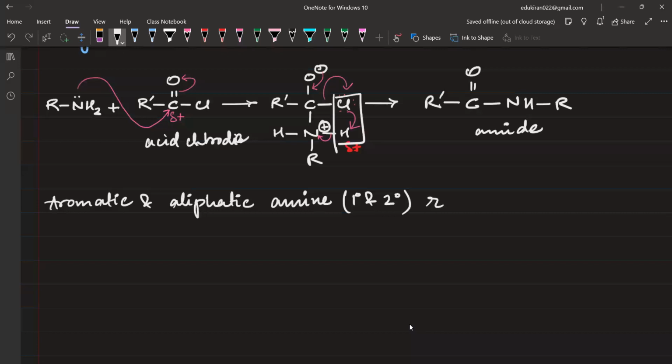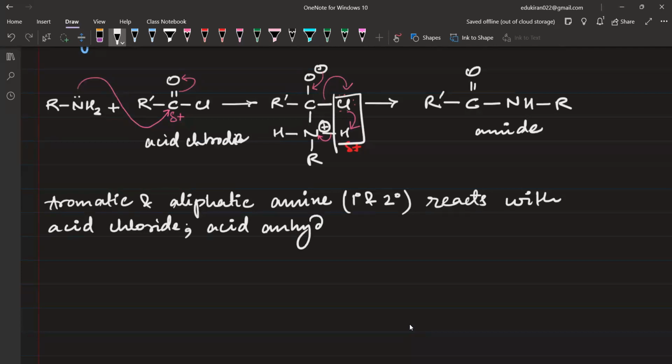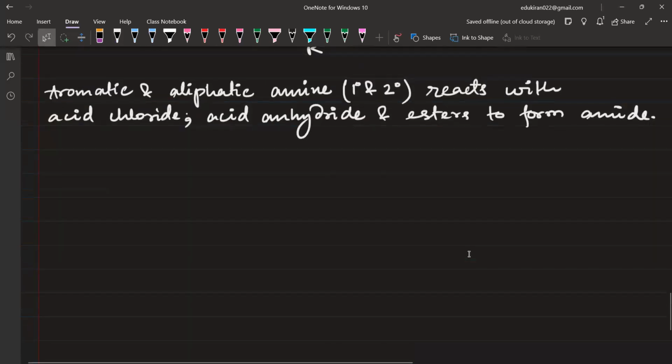So write: 1 degree and 2 degree amines react with acid chloride, acid anhydride, and esters to form amide.